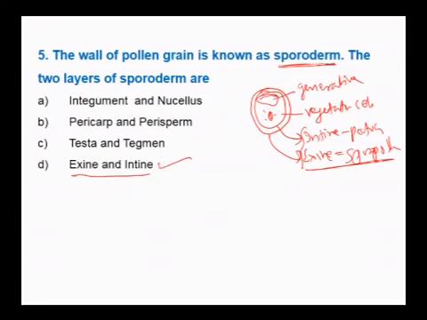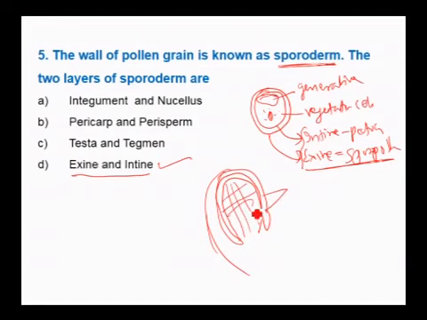Integument and nucellus. See, in the megasporangium or ovule, there are two outer coverings called integuments. Then there is a nutritive tissue called nucellus. Within this, there is a female gametophyte called the embryo sac. Therefore, integument and nucellus are parts of the ovule, also called megasporangium. Pericarp is the fruit wall. Perisperm is a remnant of nucellus found in the seeds of pepper and also beet. Therefore, this cannot be the answer.